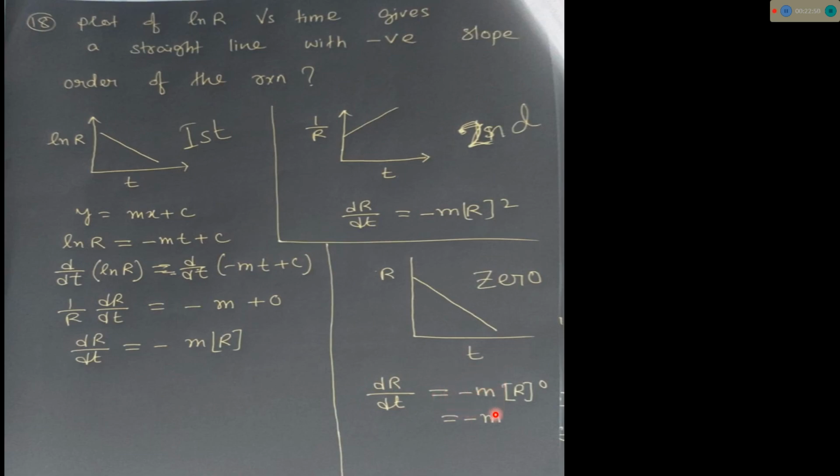Minus m, we can write here r to the power 0. R to the power 0 means 1. So initially we will get dr/dt equal to minus m, but we can write r to the power 0. We all know that r to the power 0 equals 1. So dr/dt equals minus m r to the power 0.